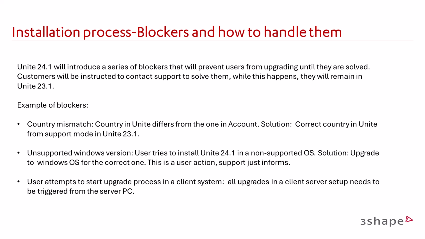Unite 24.1 will introduce blockers that prevent users from upgrading until resolved. During this time, users will remain on Unite 23.1 and will be instructed to contact support for assistance. Examples of blockers include country mismatch. If the country selected in Unite differs from the country in the user's account, upgrading will be blocked.